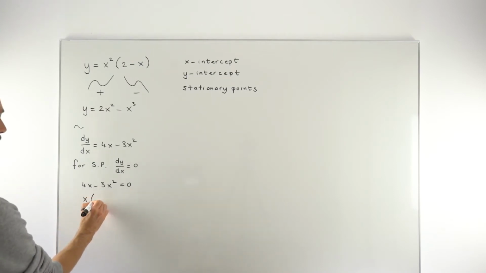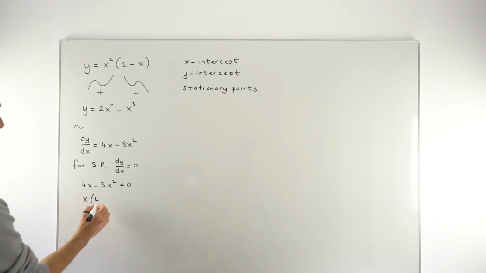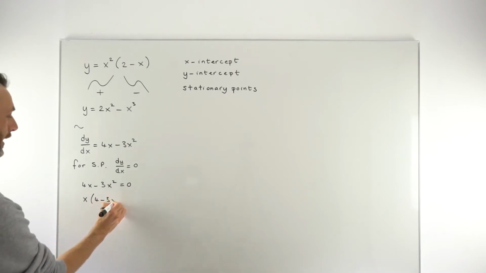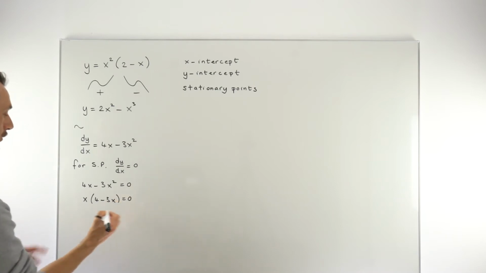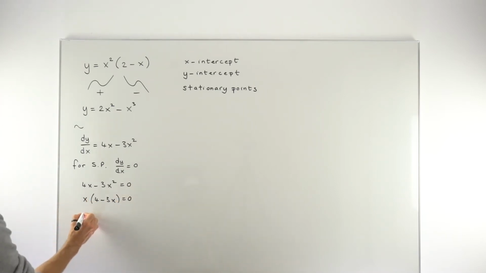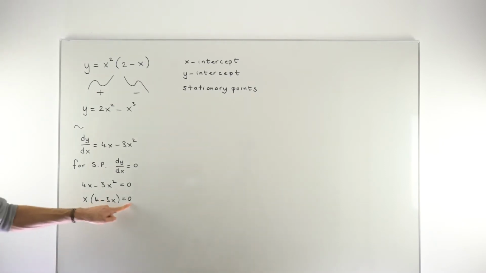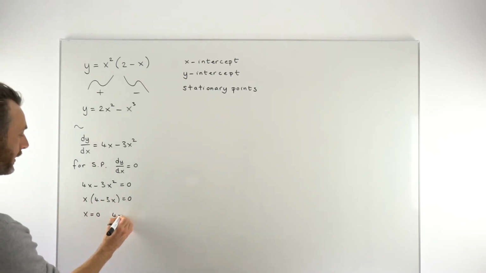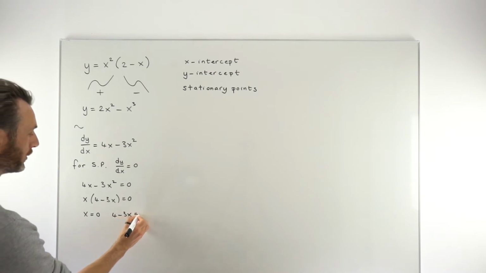So we're going to get x outside the bracket. X is a common factor, and then we're going to need 4 minus 3x inside the bracket, keeping that equal to 0. Separating these off into two mini equations, I guess. You're going to get x equals 0, so x equals 0. And then inside of the bracket, 4 minus 3x equals 0.